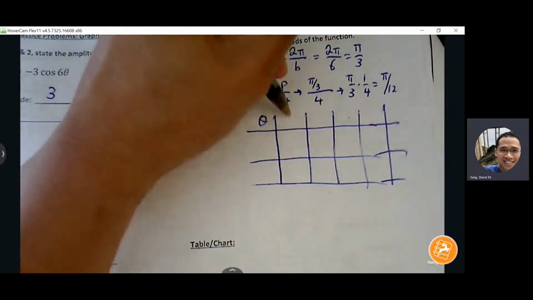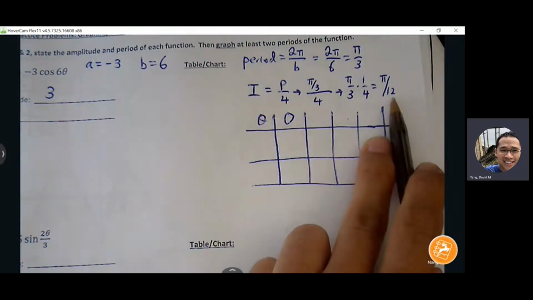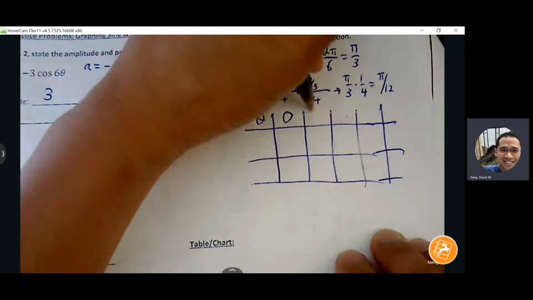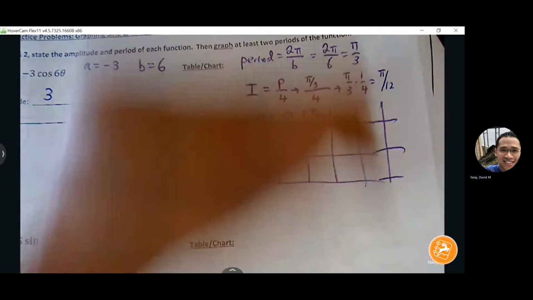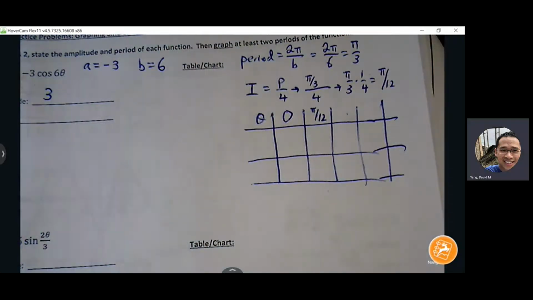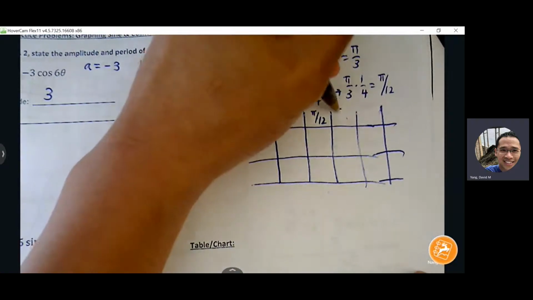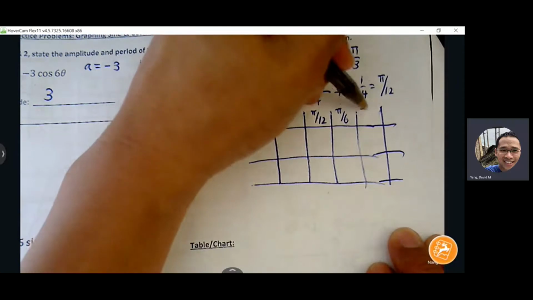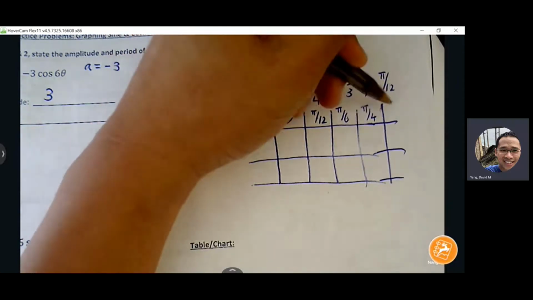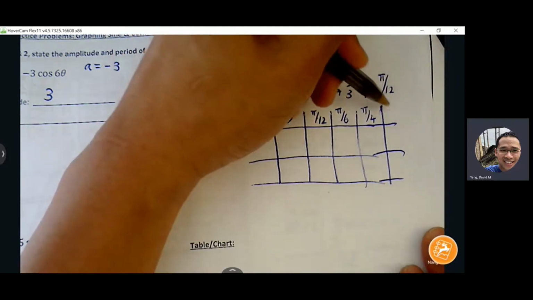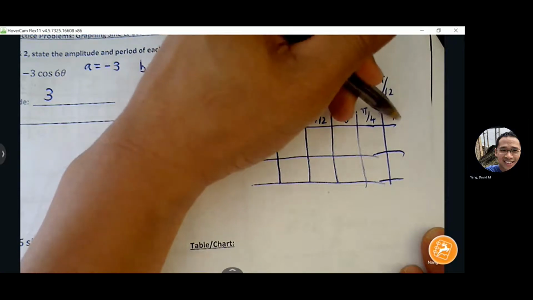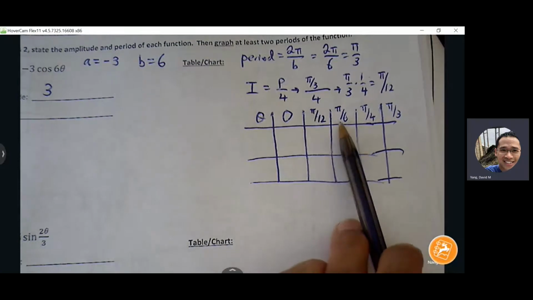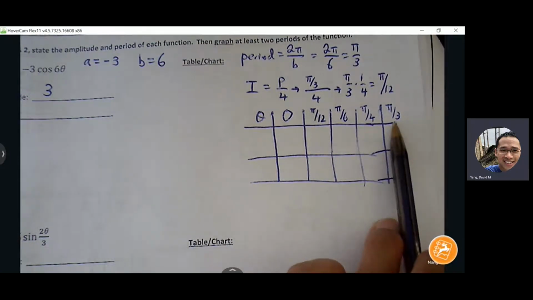Okay, so we're starting at 0, and we're going to keep adding 1/12 until we hopefully reach 1/3. 1/12 plus 1/12 is 2/12, which is 1/6. 2/12 plus 1/12 is 3/12, which is 1/4. 3/12 plus 1/12 is 4/12, which is 1/3. I'm just reducing as I go along, but this is 1/12, 2/12, 3/12, 4/12.